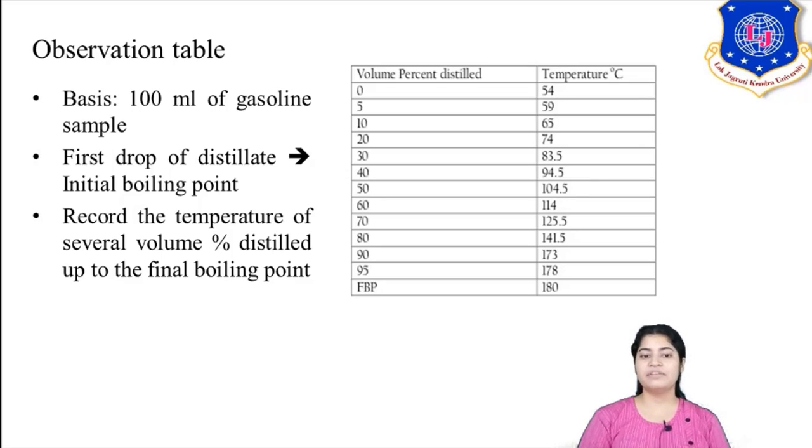For example, when 5% of distillate was collected, what was the corresponding temperature? I have to do this experiment till the final boiling point. So I will get a table of observation data for volume percent distilled and the corresponding temperature.